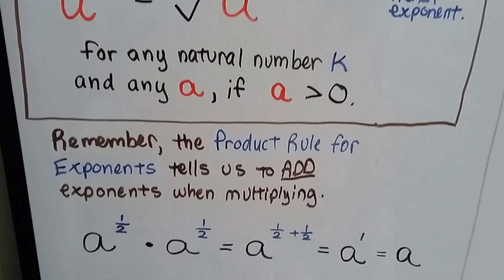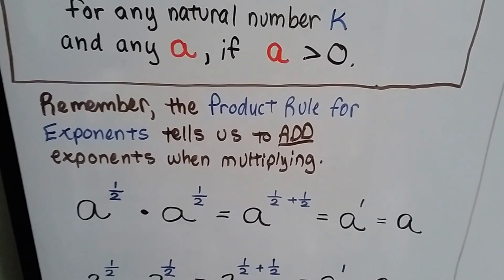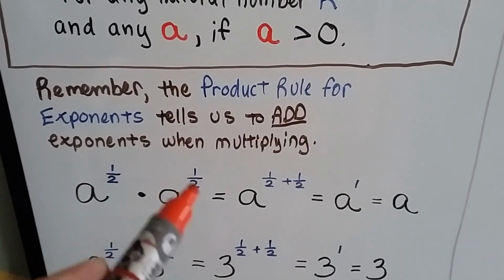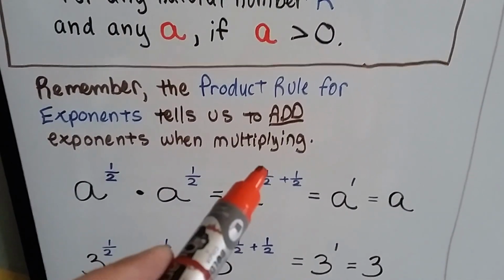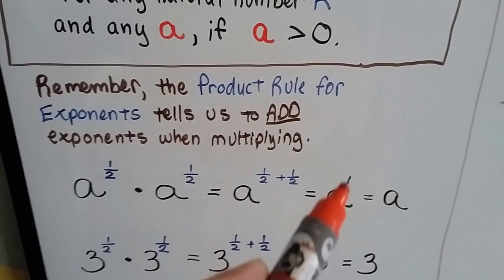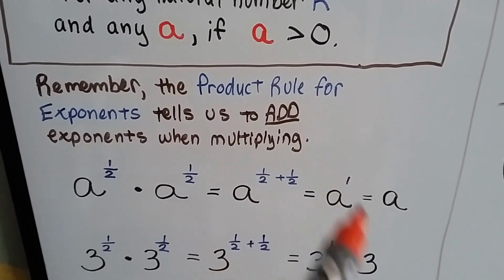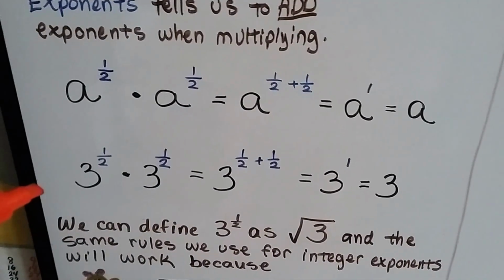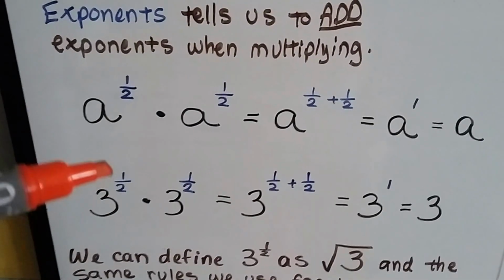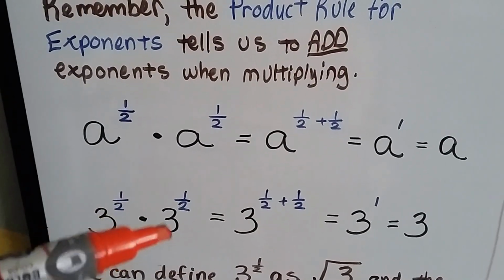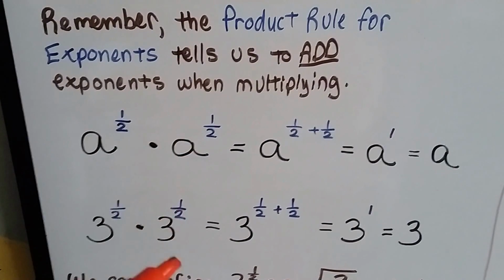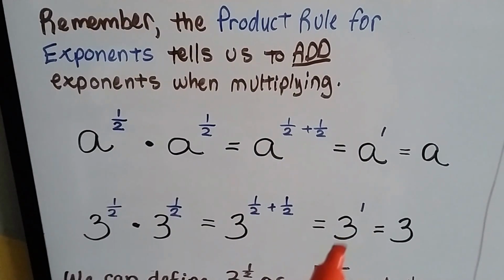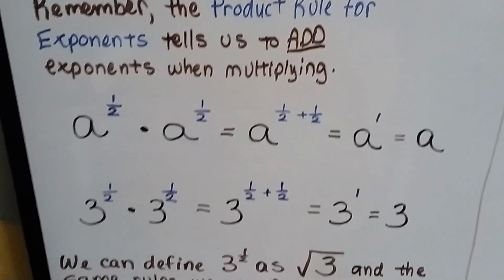Remember, the product rule for exponents tells us to add exponents when multiplying. So if we have a to the half times a to the half, it's going to equal a to the half plus half. That's going to give us a to the first, isn't it? Which is just an a. We can plug numbers into this and it'll be the same thing. If we have 3 to a half times 3 to a half, it's going to be 3 to the half plus half. That'll give us 3 to the first power, which is a 3.